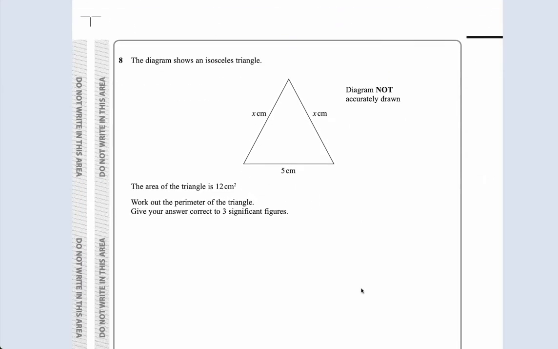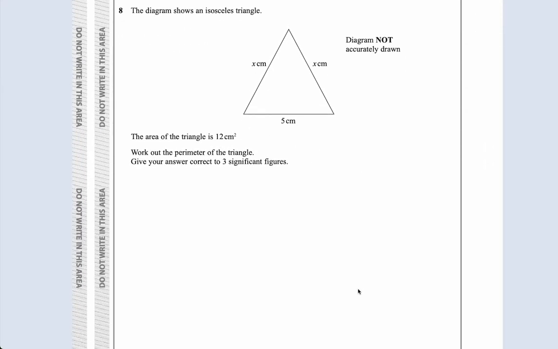Okay. Question 8. The area of the triangle is 12 centimeters squared. Work out the perimeter of the triangle. Give your answer correct to 3 significant figures, right? It's an isosceles triangle. The area is 12.